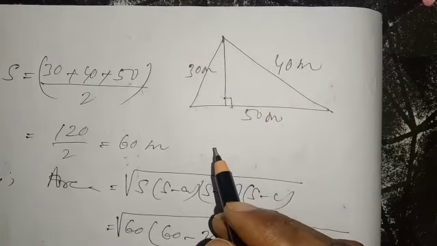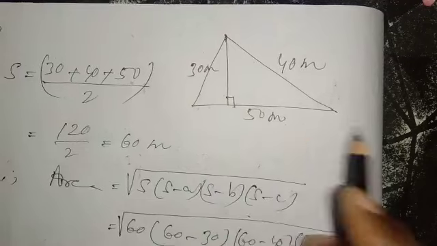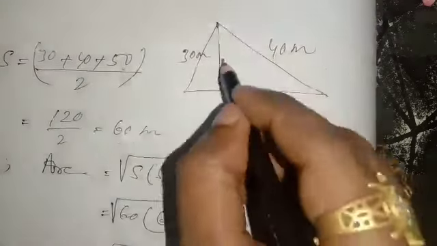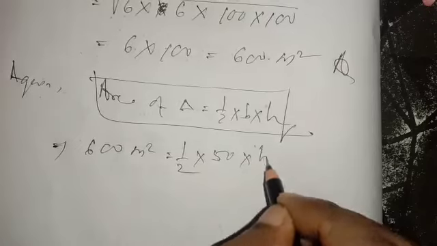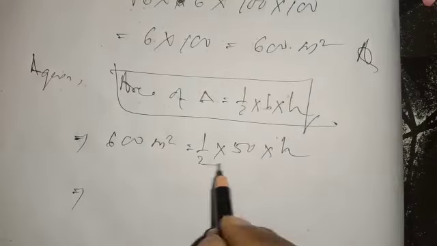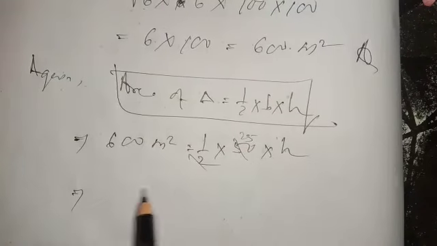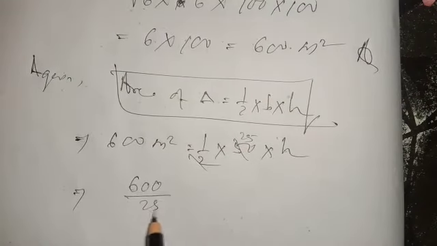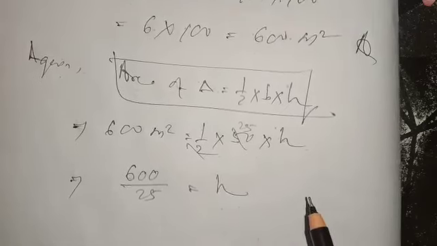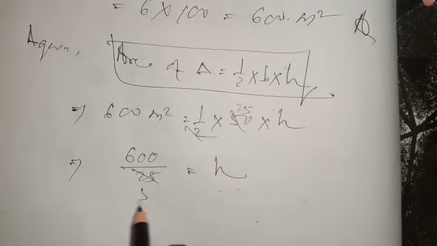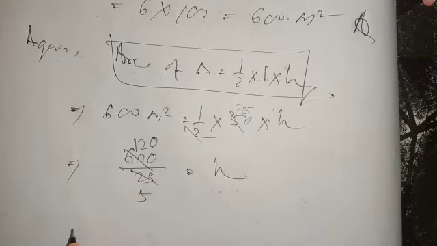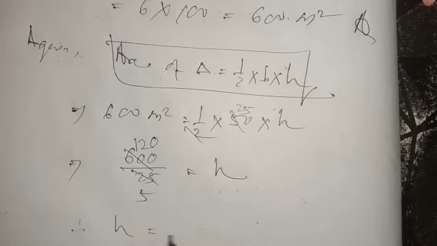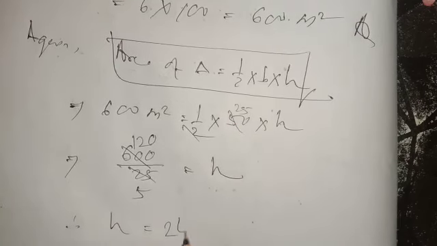Find the length of the altitude drawn on the largest side. The largest side is 50. You have to take base 50, and this is the height. Half into base 50 into height equals 600. Now you see, this will cancel out, 25. That means 600 by 25 will give you the height of the triangle. It will go by 5: 12 fives are 60. Therefore, h will be how much? 5 twos are 10, 5 fours are 20, 24 meters.